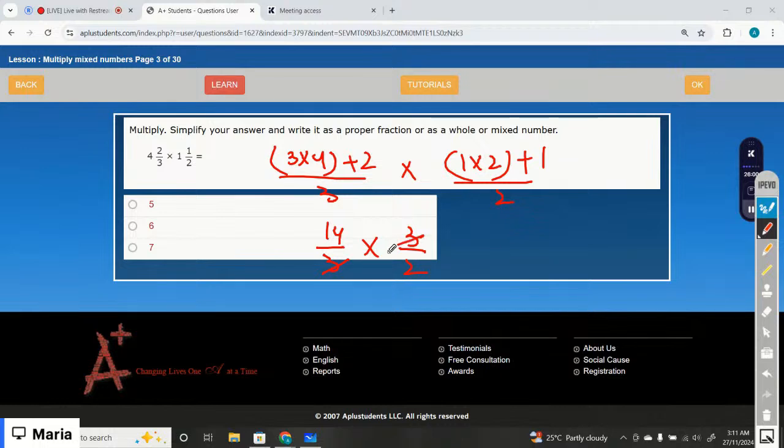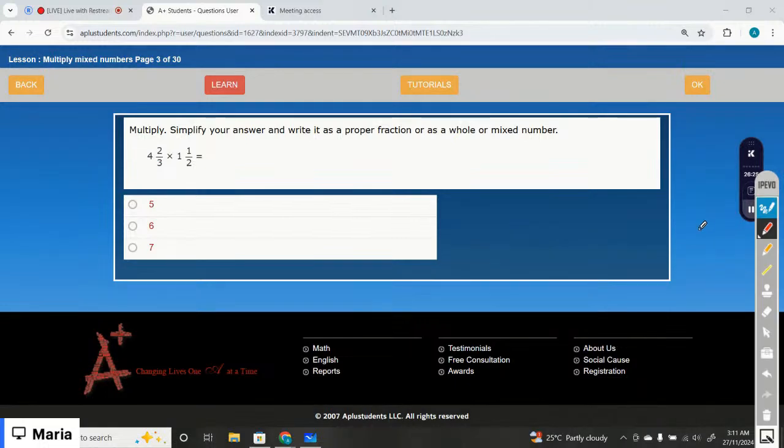So 3 and 3 cancel out. You are left with 14 over 2. 2 times 7 is 14. The correct option is 7. Option number 3 is the correct option.